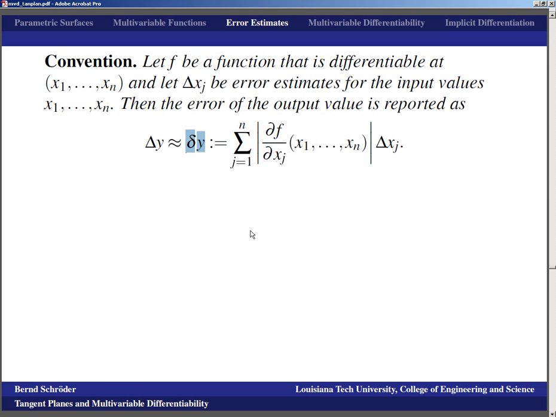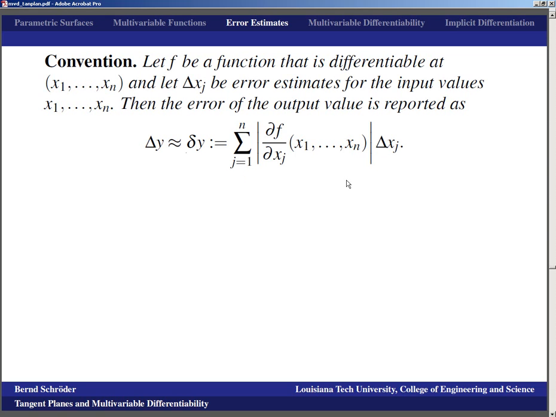We are going to report that as approximately lowercase delta y, which is the sum from j equals 1 to n of the absolute value of the partial derivative with respect to xj at the measured value, times the error estimate in the xj direction. This is basically nothing else but the linear approximation with the actual value subtracted off. You can compare that with what we had on the previous panel.